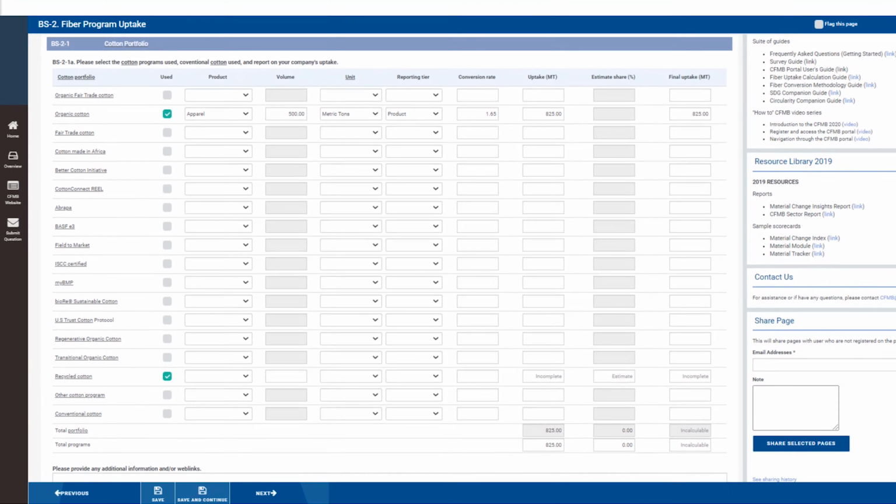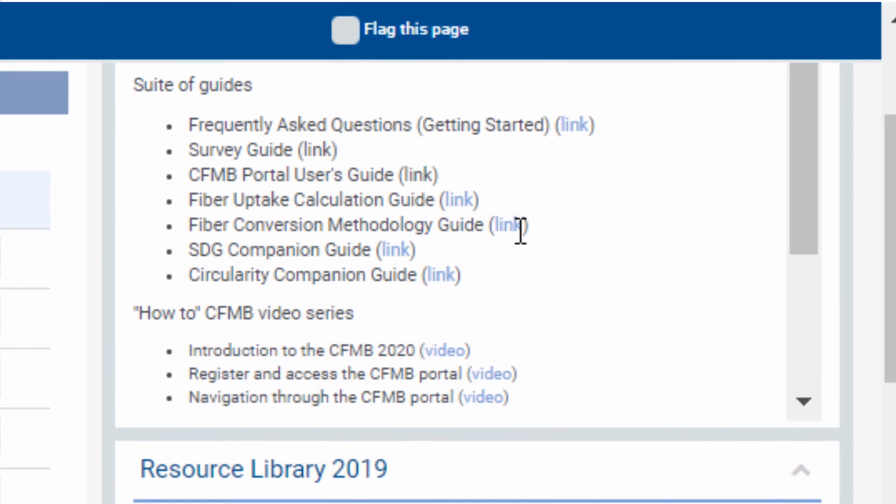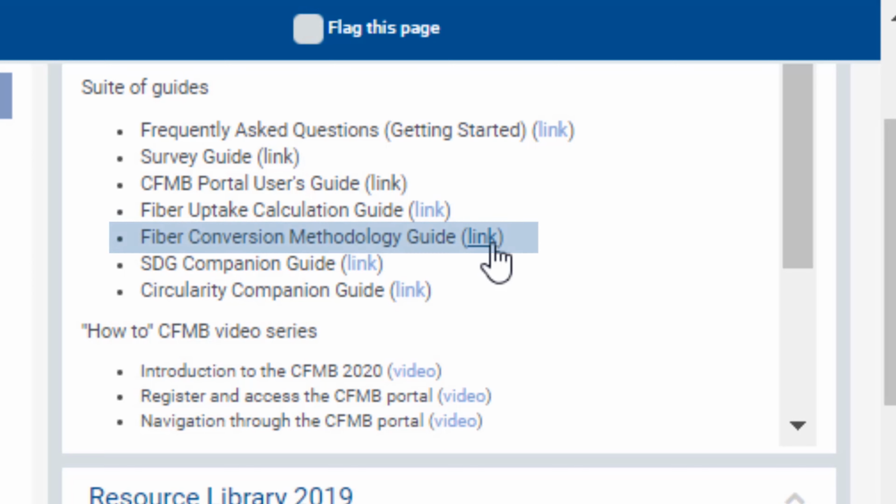In the conversion rate column, the Textile Exchange default conversion rate will display in the cell based upon the product type and the reporting tier selected. If your company would like to use a custom conversion rate, please delete the value and enter your company's custom rate. For more information on the Textile Exchange conversion rates, please see the Fiber Conversion Methodology Guide.